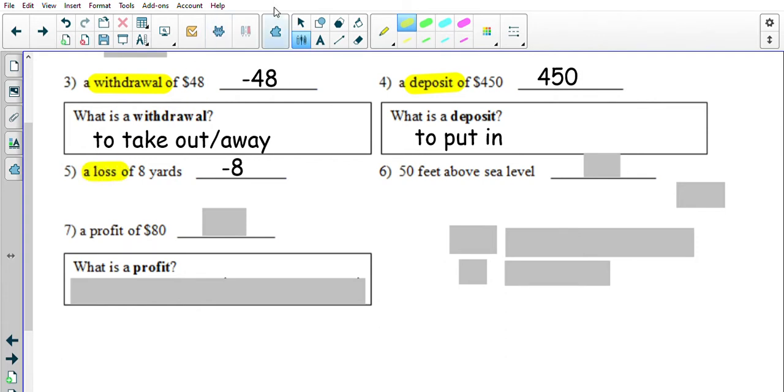Number 6, 50 feet above sea level, of course, is positive 50. And again, the word that represents that it's a positive value is the word above. Finally, number 7, this is one that I put in your notes compared to Math 7.